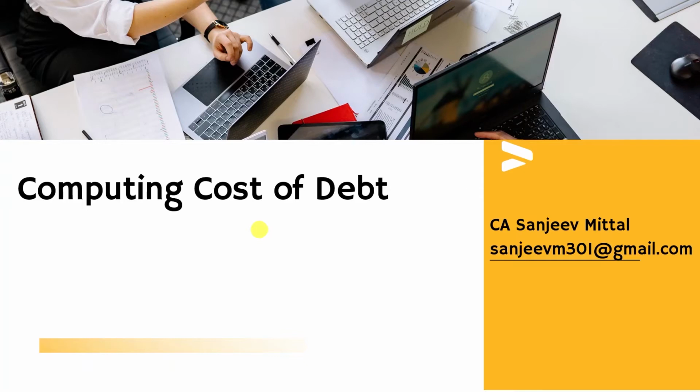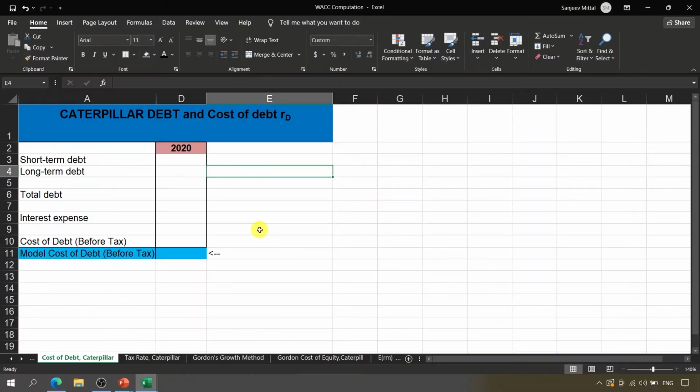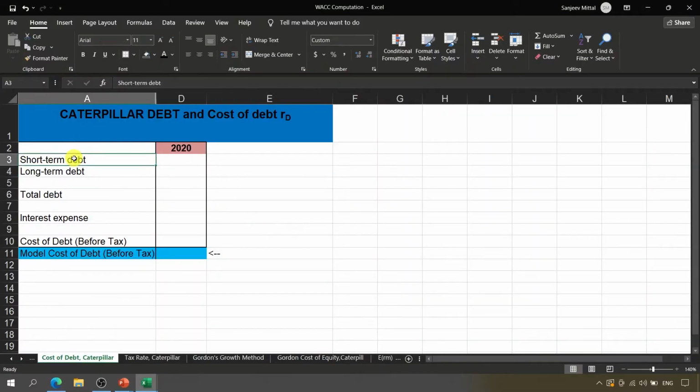Let's try to compute the cost of debt for the Caterpillar Incorporation company. For that purpose, we would need certain details in the form of our short-term debt for the company, long-term debt for the company, and interest expenses for the company, along with tax rate. For this purpose, we would need the annual report where we can go and find the short-term debt and the long-term debt of the company.